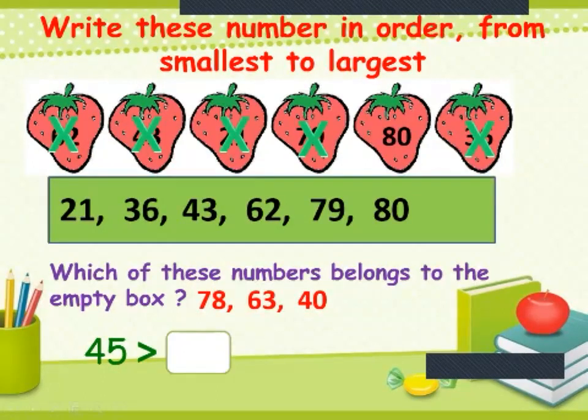Yes. Now look at the next question. Which of these numbers belong to the empty box? There are three numbers 78, 63, and 40. Already the crocodile opened its mouth to the big number 45. So you have to select a number from this. Is it 78, 63, or 40? So it should be a small number. It's 40.